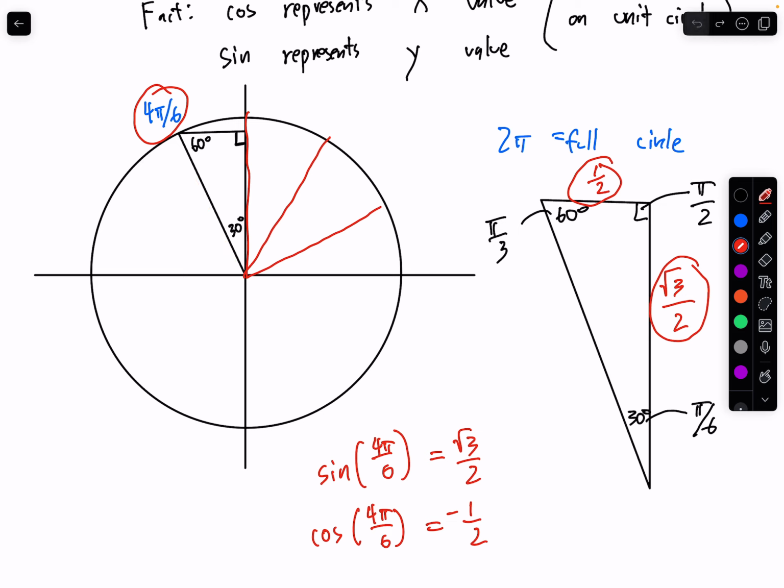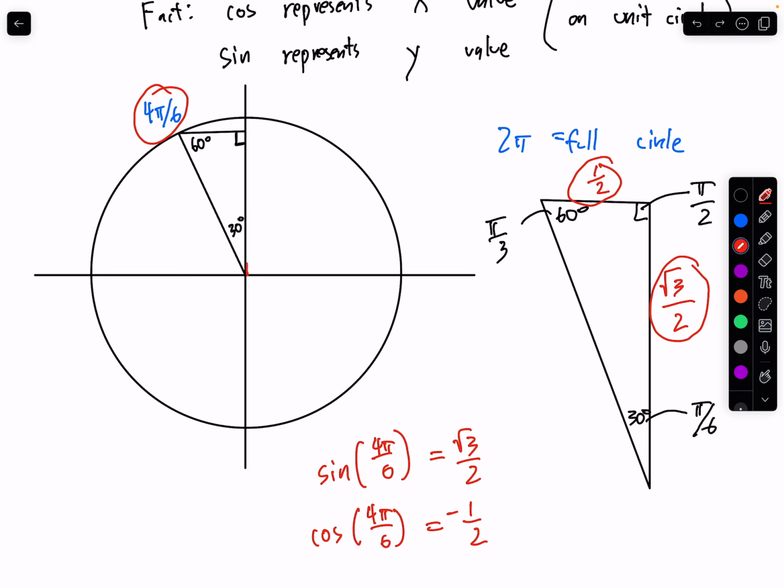Okay, so that applies for this triangle, right? Here's a triangle. Short side is the sine. Longer side is the cosine. Here's another triangle. That's 2 pi over 6 or pi over 3. Short side is the cosine. Long side is the sine.